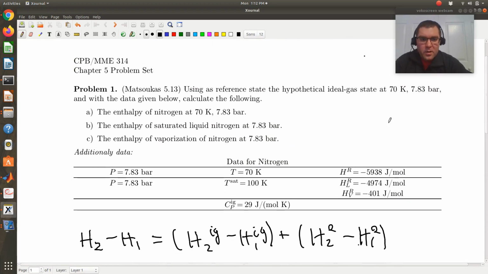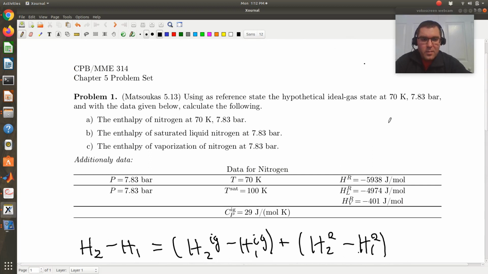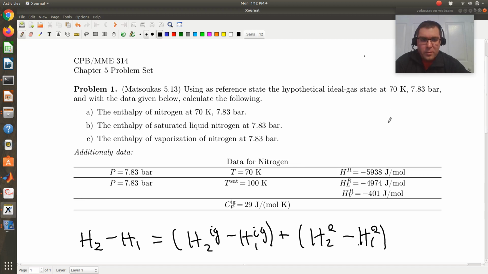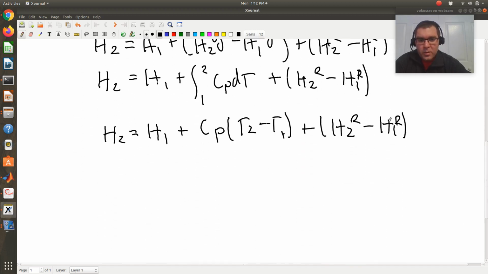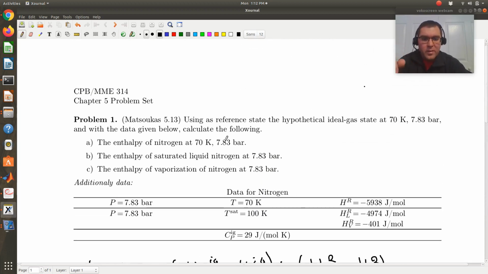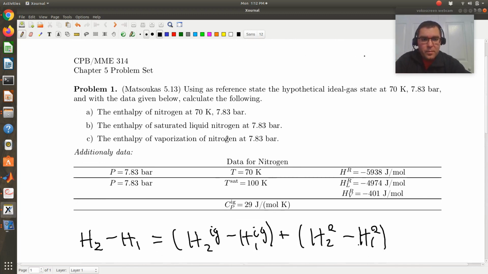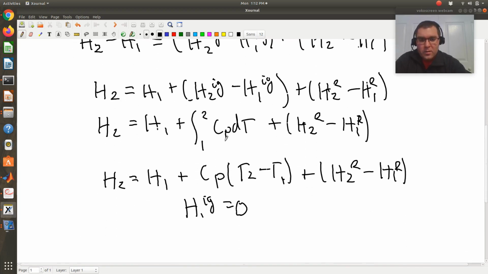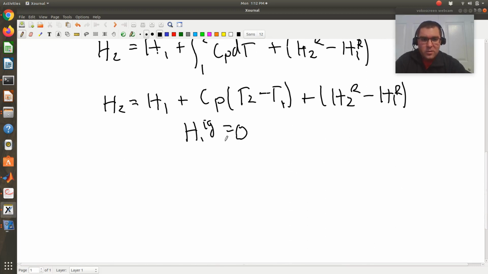Alright, so now we're told that we're going to use as a reference state the hypothetical ideal gas state at 70 Kelvin and 7.83 bars. So what that corresponds to is, if state 1, as I'm using it here, corresponds to my reference state, I'm going to specify that H1 ideal gas is equal to 0, where state 1 corresponds to a system at 70 Kelvin and 7.83 bars. So I'm specifying that my ideal gas value is equal to 0. How does that help us out?